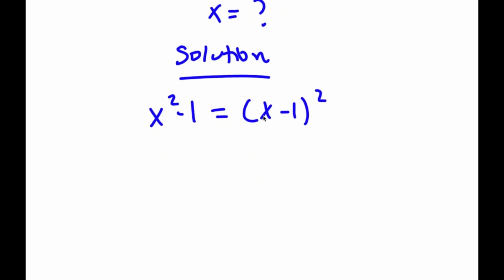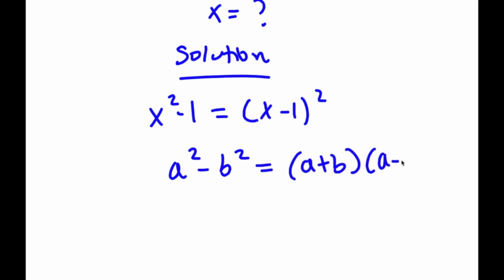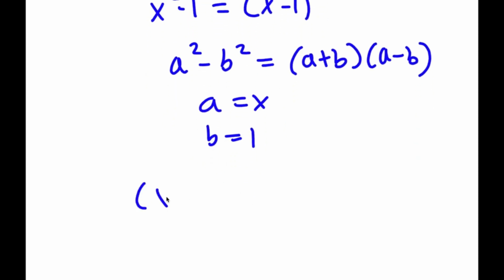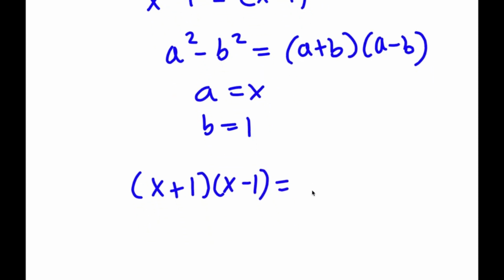Now I'm going to go ahead and expand x squared minus 1. So if I have something in the form a squared minus b squared, this is equal to a plus b times a minus b. So in this case, x squared minus 1 is the same thing as x squared minus 1 squared. So a is equal to x and b is equal to 1. So now I have (x plus 1) times (x minus 1), which is equal to (x minus 1) squared.